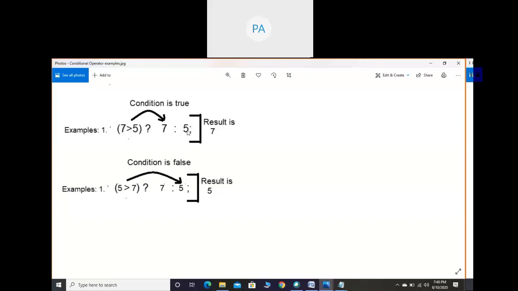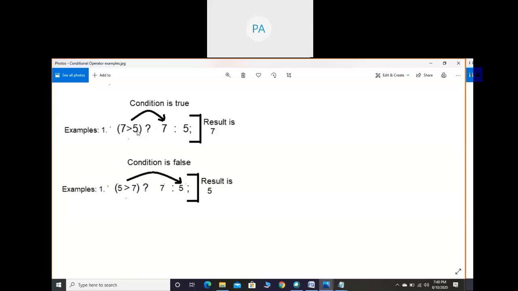Now we have to get the total result of this expression: 7 greater than 5 question mark 7 colon 5 semicolon. The total result is 7. I will tell you how. First, before the question mark, whatever expression is there is the condition, and it will check that condition. Is the condition true or false? Whenever we come across conditions, only two results are possible, either true or false.